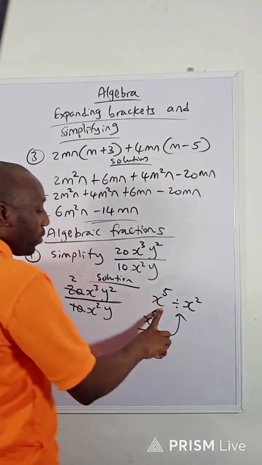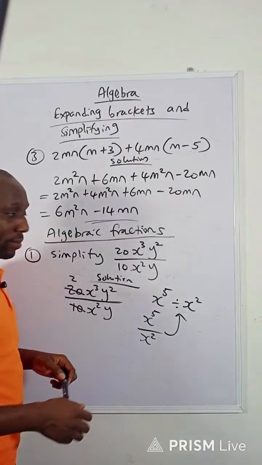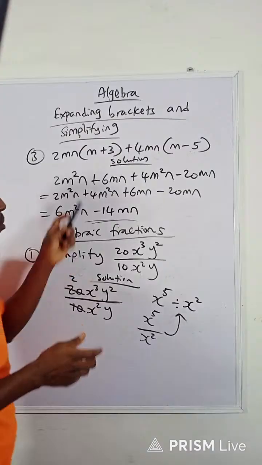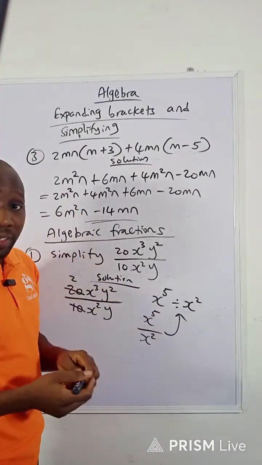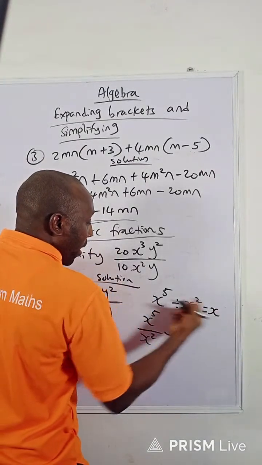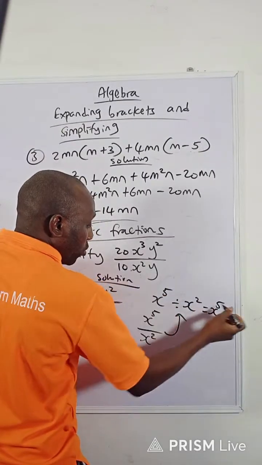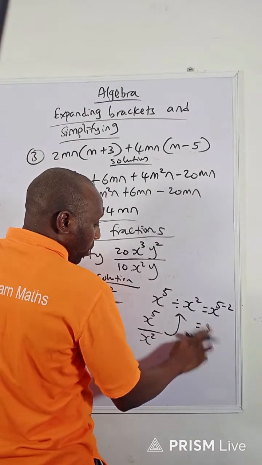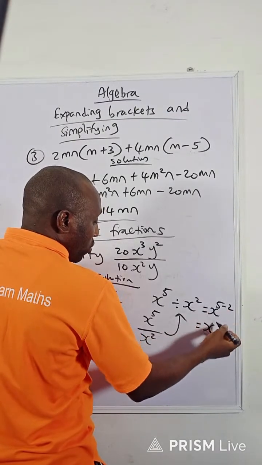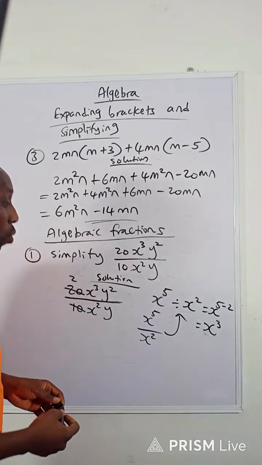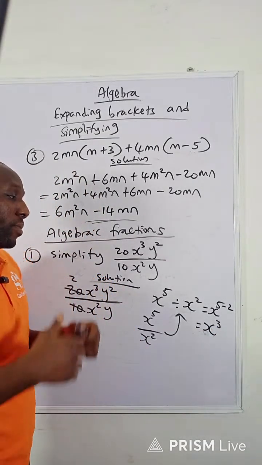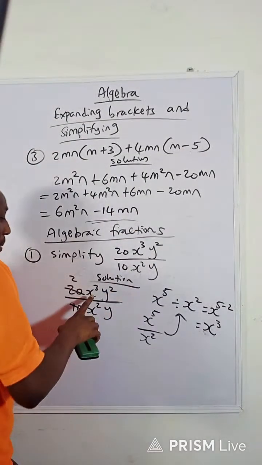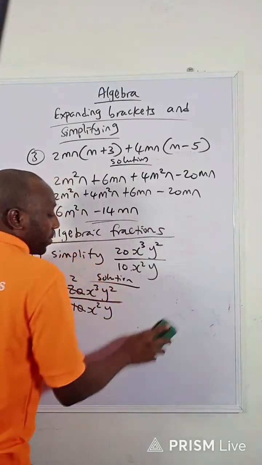Good. Since you have x and x similar, from the division law of indices, you are going to subtract their exponents. Like we did for multiplication, we added the exponents, but here we are subtracting. So this will be equal to x raised to 5 minus 2, since we are dividing. And that gives you x raised to what? 5 minus 2 is 3. So this is how it works if you want to use the division law of indices. Now we are going to bring it in here and do that.